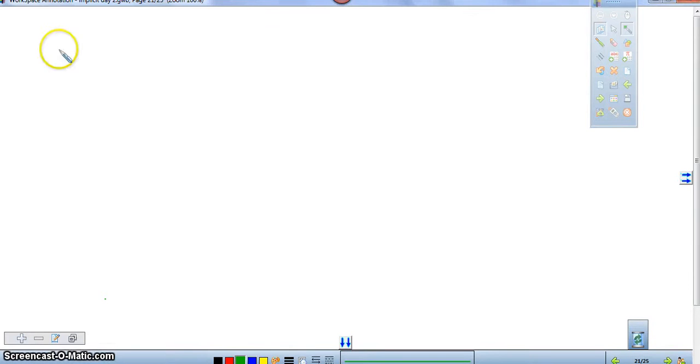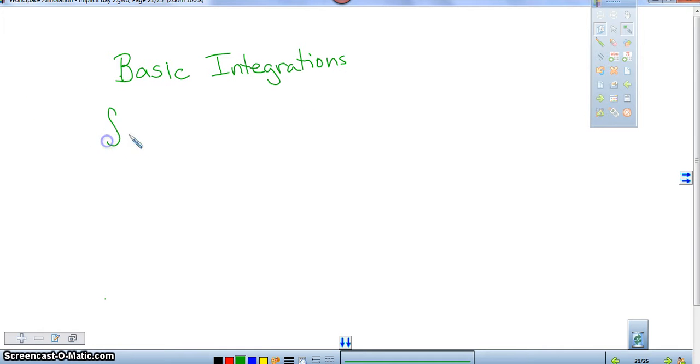Okay, what we're going to look at are some more of our basic integration techniques. And I'm just going to show you 3 examples of different techniques. The first one is if we have the integral of sine of x over the square root of cosine of x dx.